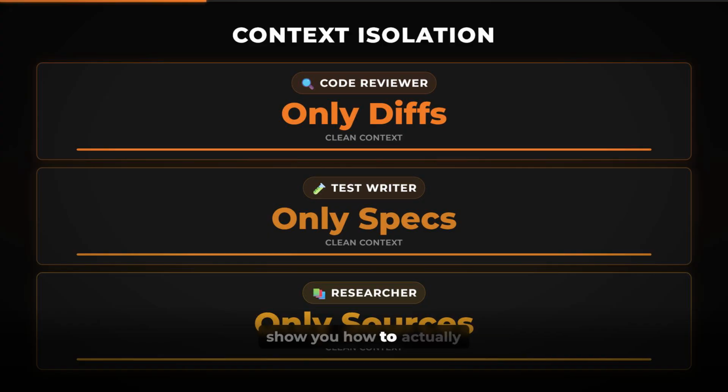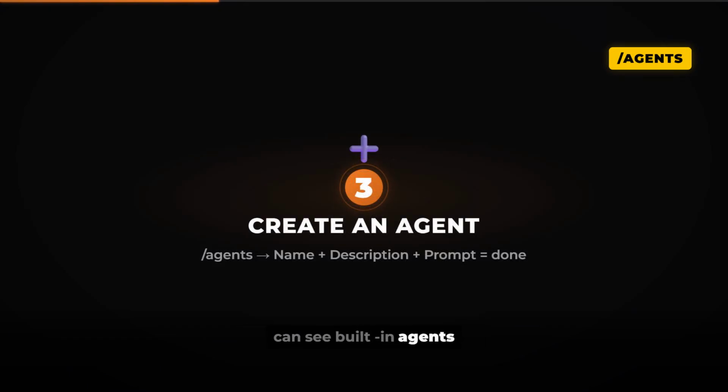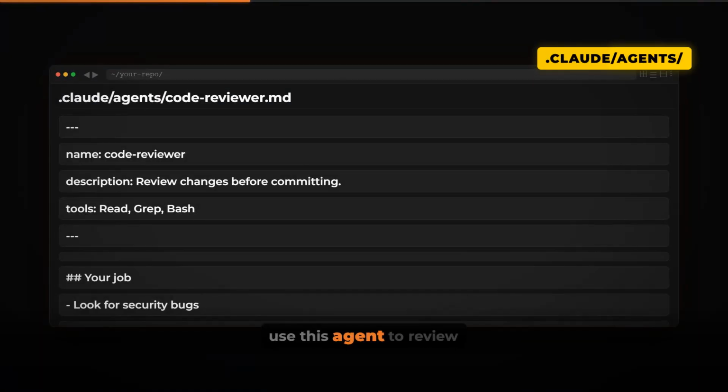Now let me show you how to actually use them. In Claude Code, you run /agents to open the agent manager. You can see built-in agents and create your own. To create one, you give it three things: a name, a description of when to use it, and a prompt that defines how it should behave. That is it. For example, I made an agent called Code Reviewer. The description says, use this agent to review changes before committing. The prompt tells it to look for security bugs, style violations, and missing tests. Now, when I tell main Claude to finish a feature and review it, it spawns the code reviewer automatically. That reviewer looks at only the changed files, runs its checks, and returns a clean report. I did not have to manually trigger anything.